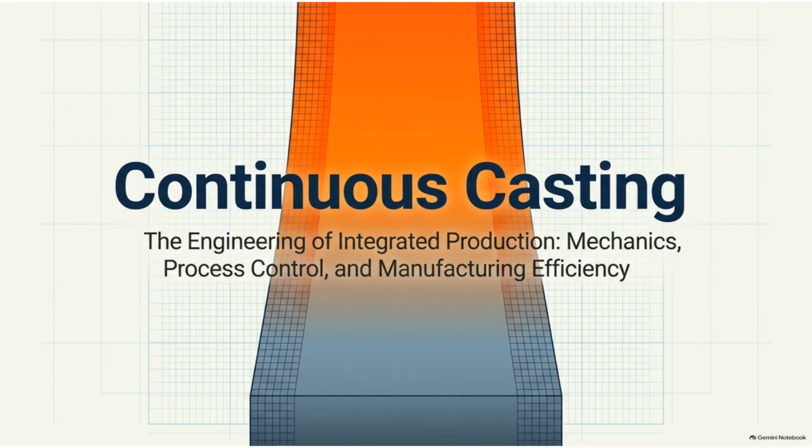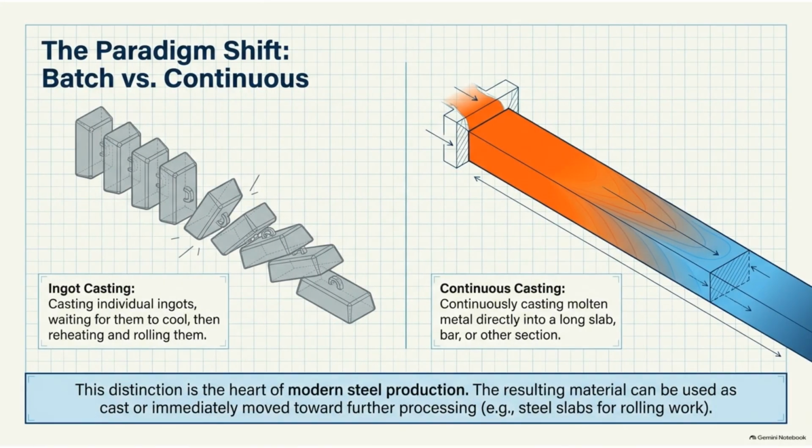Welcome to this video on continuous casting, where we explore the engineering behind integrated production, process control, and how it drives manufacturing efficiency. Continuous casting represents a major shift from traditional batch-style ingot casting. Instead of creating individual ingots that require cooling and reheating, this process casts molten metal directly into continuous slabs, bars, or sections, forming the heart of modern steel production.